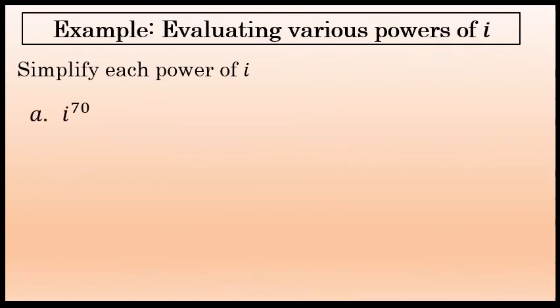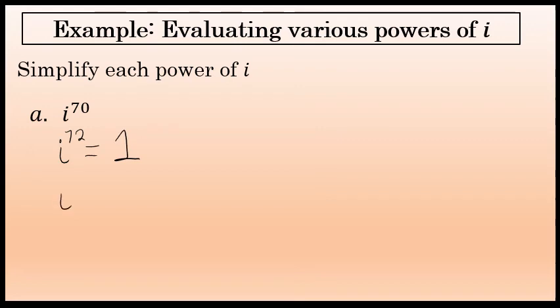The first example we'll look at is i to the 70th power. When you're trying to simplify i to a power, ask yourself this question: is 70 a multiple of 4? Because if 70 is a multiple of 4, this would simplify to exactly positive 1. But 70 is not a multiple of 4, so the next question you'll ask yourself is, what is the first number greater than 70 that is a multiple of 4? And that would be 72. 72 is a multiple of 4, and based on the pattern we just discussed, that means i to the 72nd power would simplify to exactly 1.